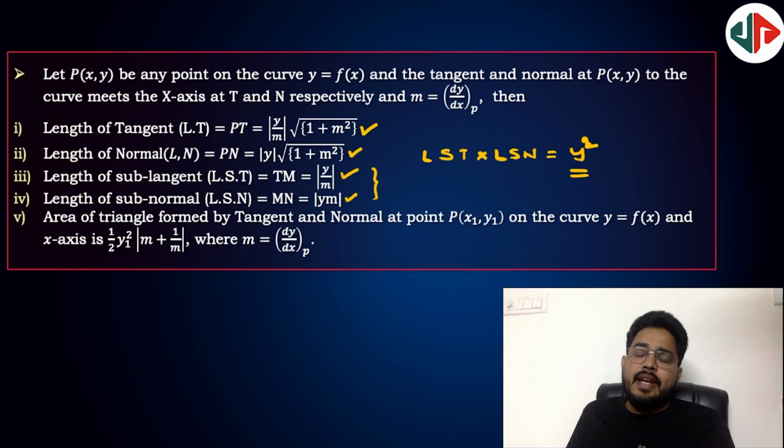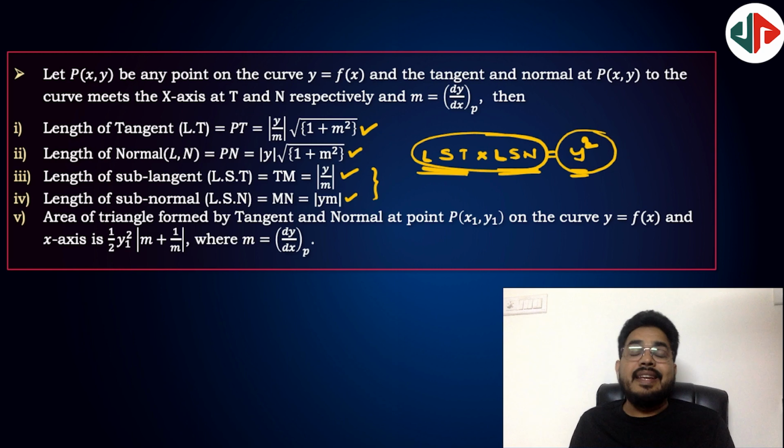So at any point x1, y1, you're drawing the tangent. The product of subtangent length and subnormal length is always equal to y square.